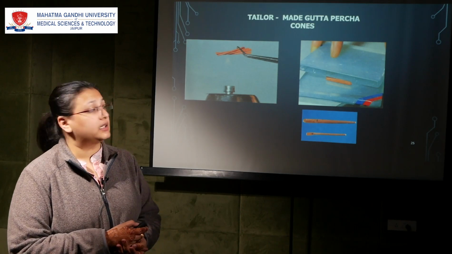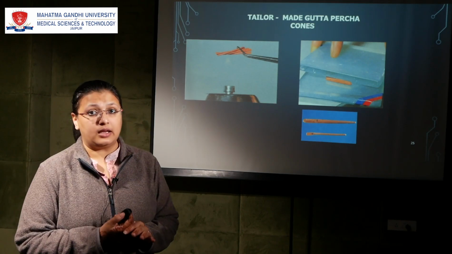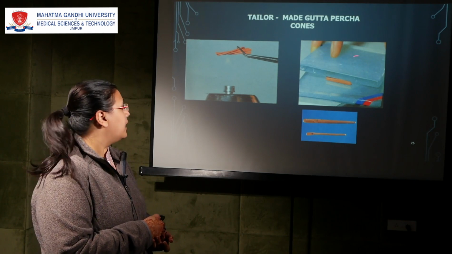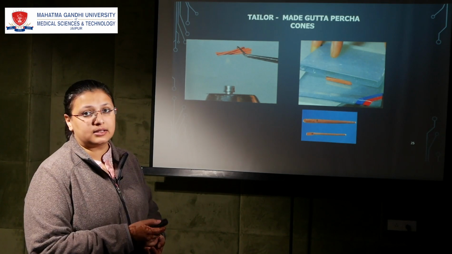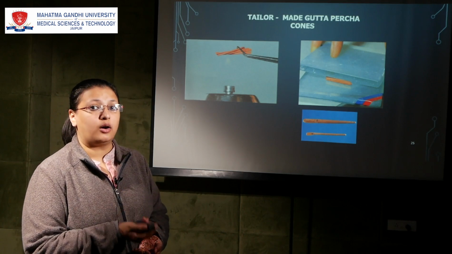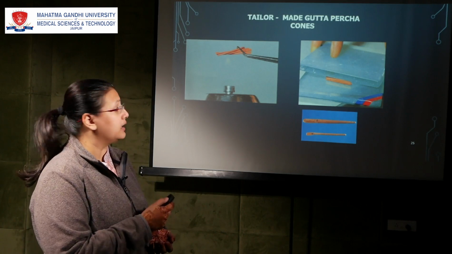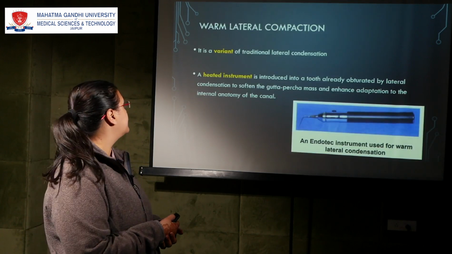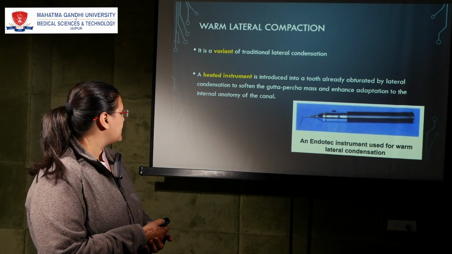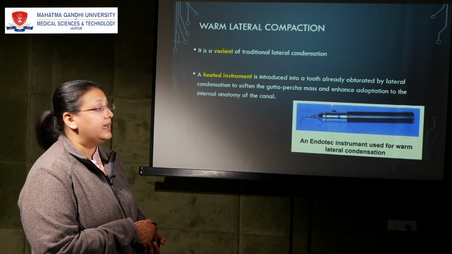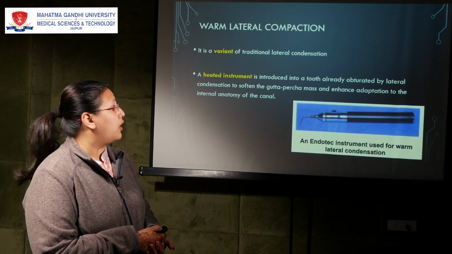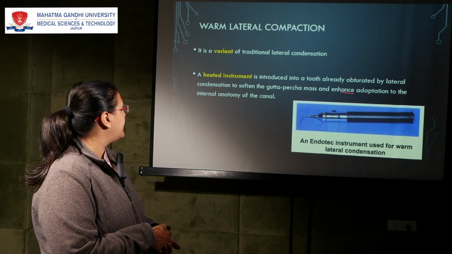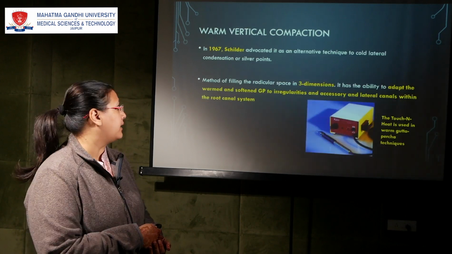Then comes tailor-made gutta-percha cones. In this, we roll the gutta-percha with the help of the glass slab, and then we insert it, and thus we are customizing or making the gutta-percha cones. Warm lateral compaction technique, it is a variant of traditional lateral condensation. In this, a heated instrument is introduced into the tooth already obturated by lateral condensation to soften the gutta-percha and enhance the adaptation to internal anatomy of the canal.